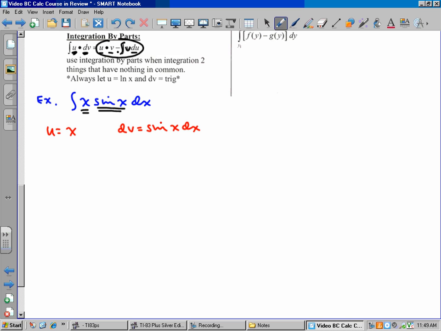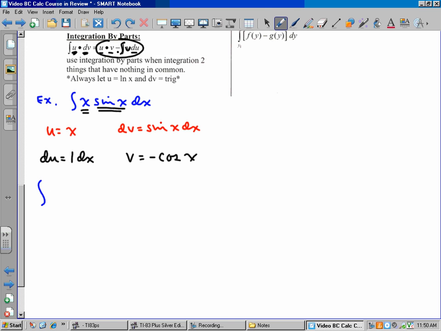So in this example, I'm integrating x times the sine of x. I'm going to let u equal x because its derivative is dx. That's nice and easy. And I'm going to let the sine of x dx equal dv. So that integral would be negative cosine, right? Because the derivative of cosine is negative sine, so the derivative of negative cosine is negative negative sine. And then we would just plug it into the formula.